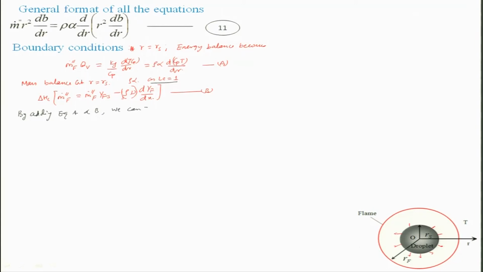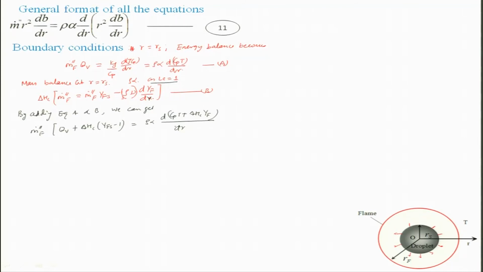m dot f, I can say this is basically Q V plus delta SC, yfs minus 1, is equal to rho alpha d Cpt plus delta SC yf divided by dr. This will be dr.